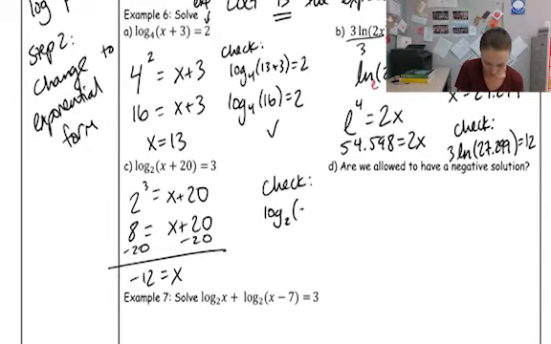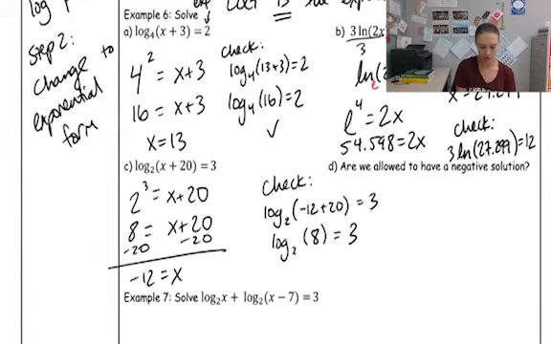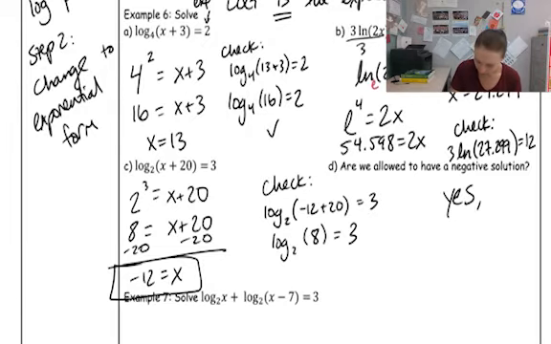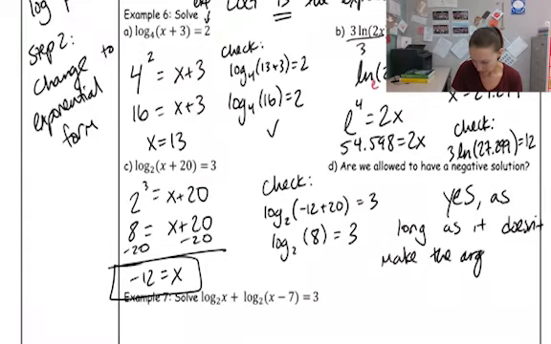Log base 2 of negative 12 plus 20 equals 3. Well, it's a negative x value, but when I plug it back in, I have a log that's just fine. So yes, we are allowed to have negative solutions. It's just when we plug them in, we're not allowed to have the log of a negative number. So yes, as long as it doesn't make the argument of the log negative or 0.